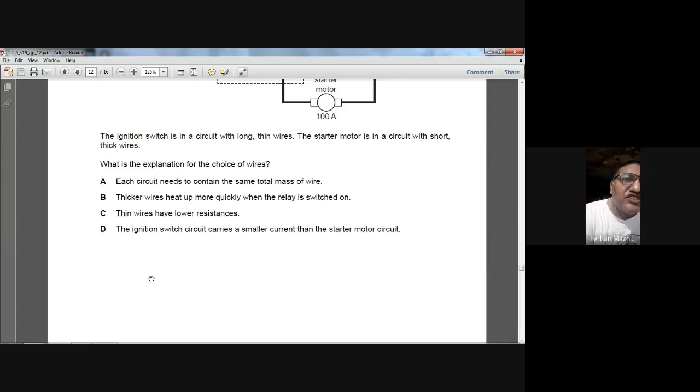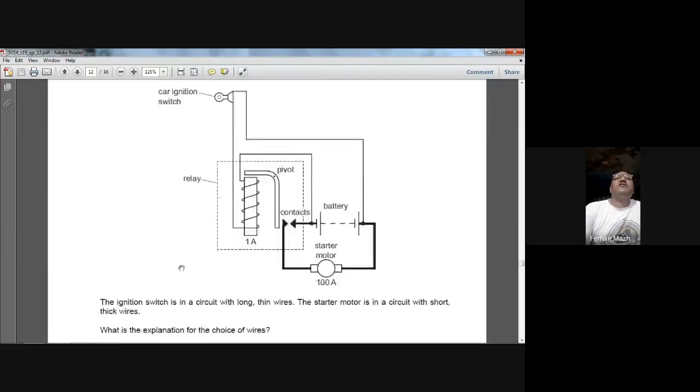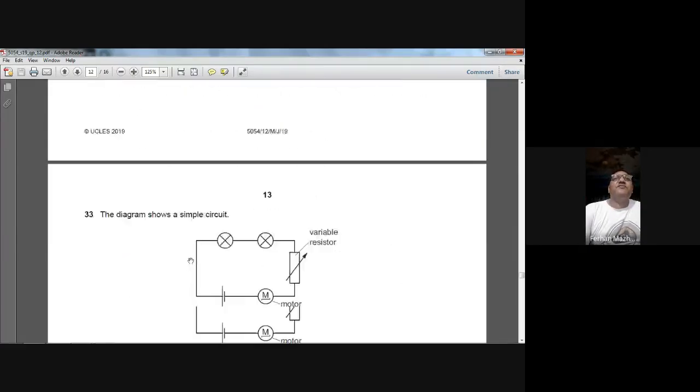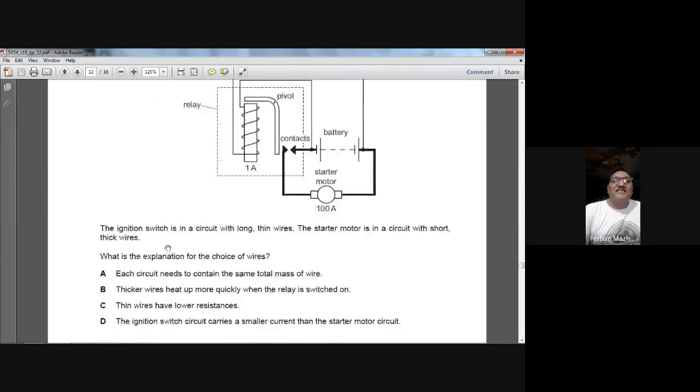The ignition switch circuit carries a smaller current than the starter motor circuit. That is the answer. Because the ignition switch circuit has only 1 ampere current, so its wire can be thin. But the starter motor has a very large amount of current. Its wires need to be thick. So for this question, this was question number 32, D is the option, sir. A little bit tricky question for you. Especially this diagram. This diagram was not in your textbook, na? Physics matters.